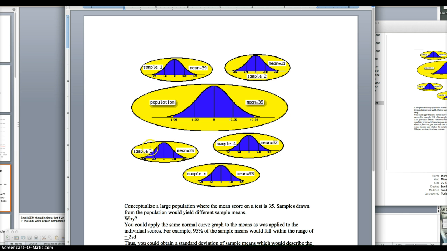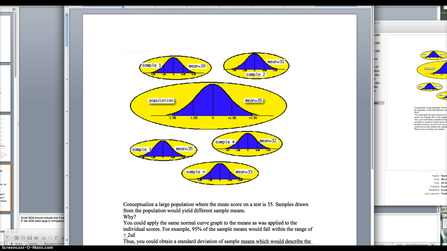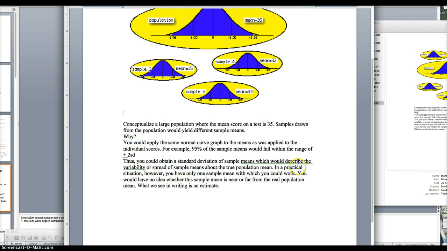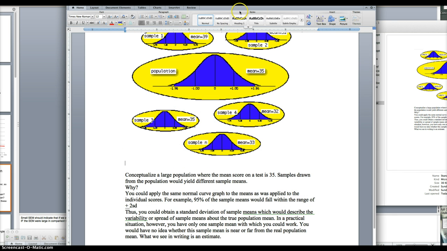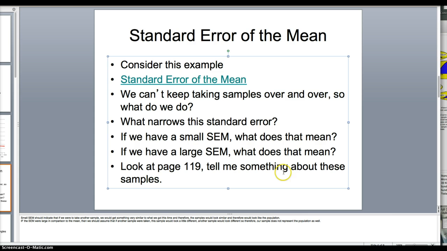We take another sample, sample number 3. This time, we just happen to hit exactly on the mean of the population with our sample. We take another sample, sample number 4, and that's 3 points below the mean. If we keep doing that over and over, eventually we would be able to create a picture in our samples that looks like this. We end up with a mean and a standard deviation for our samples. How far we miss by is what causes our standard error of the mean.